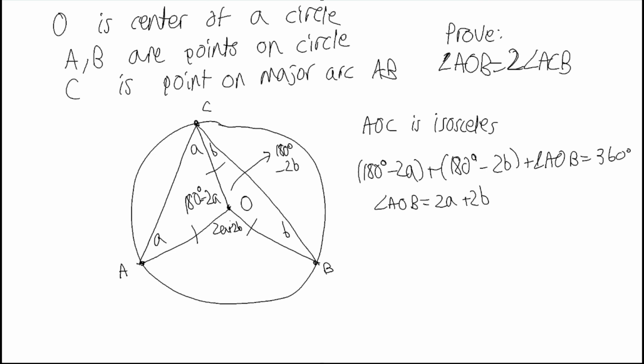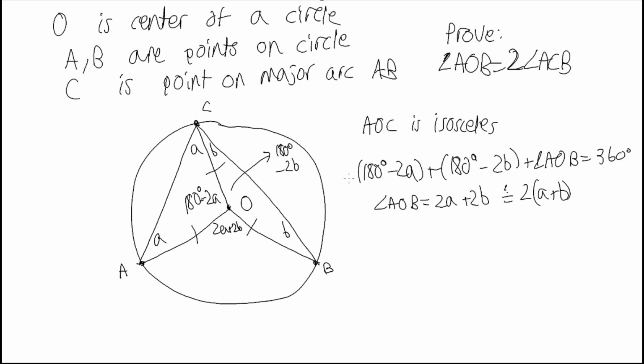And now we need to prove that this is twice angle ACB, which is 2 times A plus B. But this is just clear. We just expand both sides and we are done. Or are we? It turns out that if you're careful, then there's a mistake in the above proof.